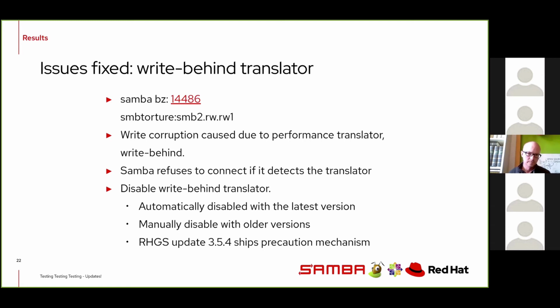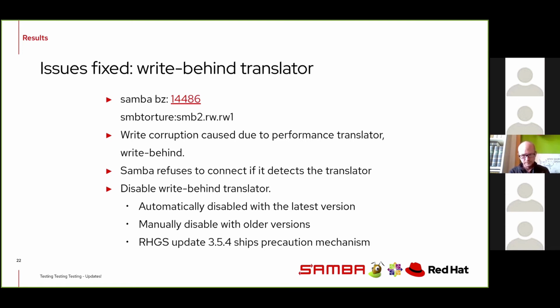So as soon as we discovered this particular problem with write behind, we tried to fix this issue. Essentially the fix involves disabling the write behind translator. So what upstream now does is, when loading the VFS GlusterFS plugin, if it detects the write behind translator, it attempts to disable it automatically. Now, for this, it requires the newer version of GlusterFS.